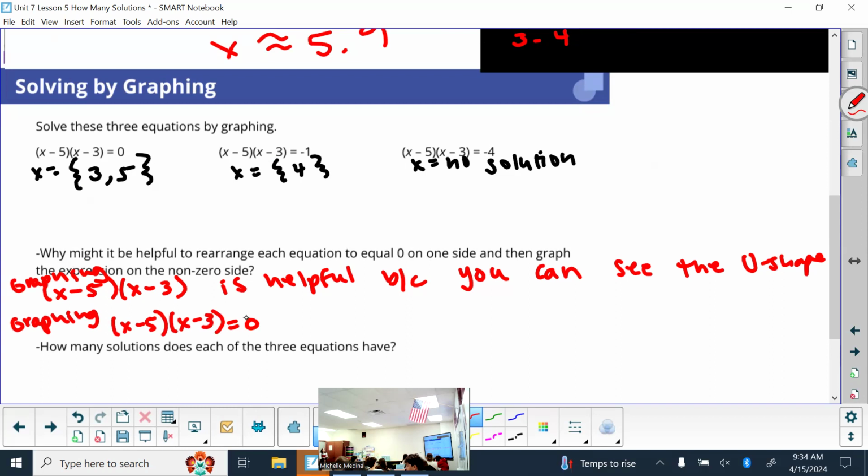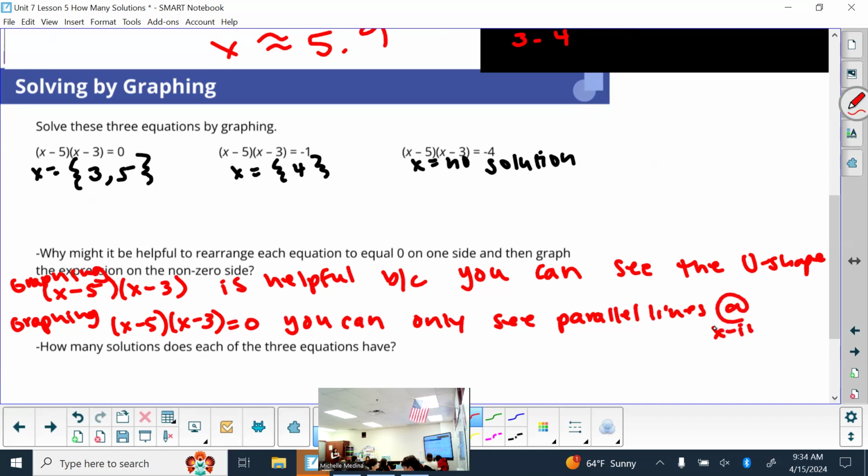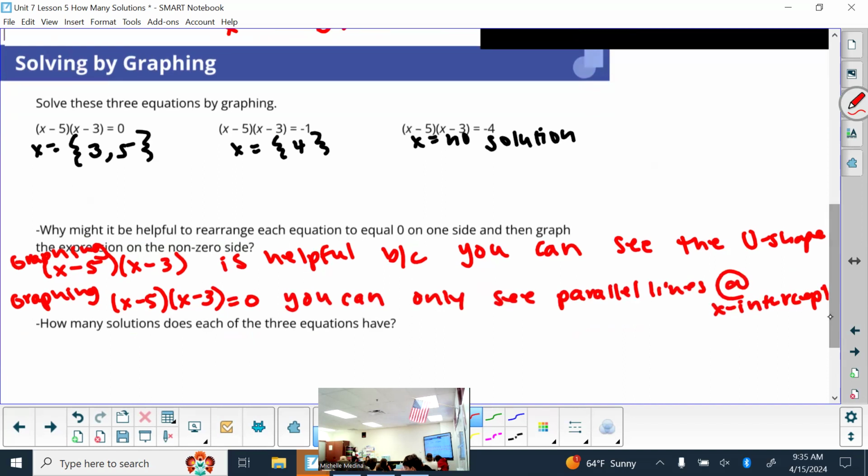Okay, so graphing this with the equals 0, you can only see parallel lines where the x-intercepts are. But it still gives you some info. It's not everything you might possibly need. So then try that with the others.